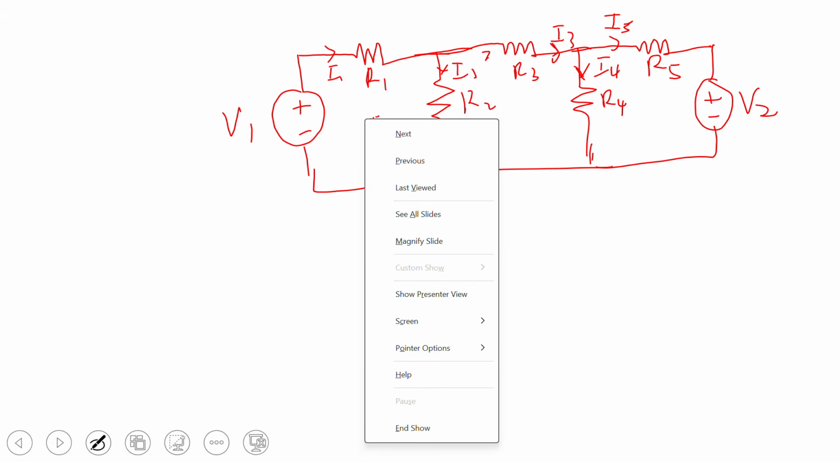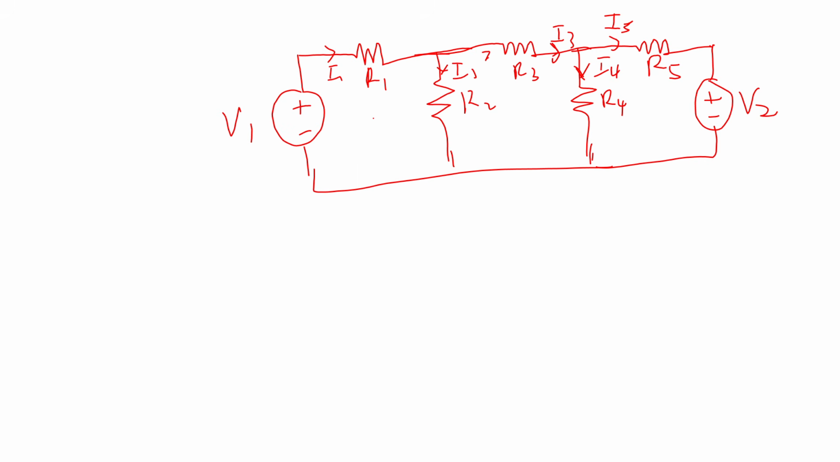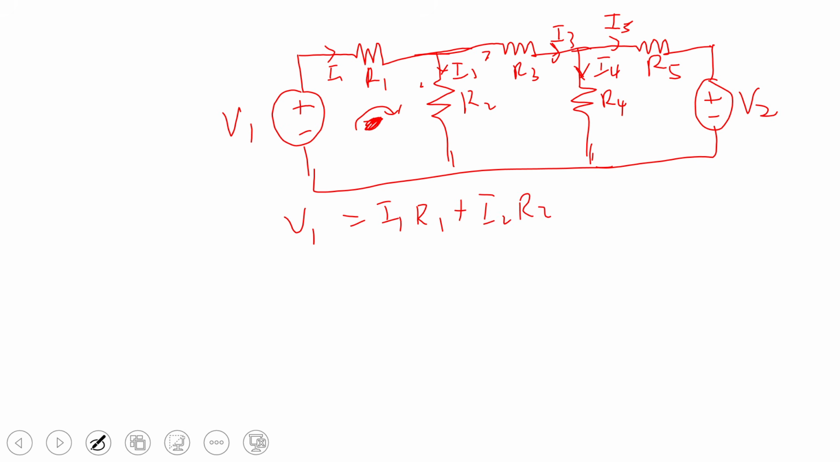First, let's take this one. And one thing is that when you are using the Kirchhoff voltage, you can decide to go clockwise or anti-clockwise. So this particular loop, let me go clockwise. So here I'm leaving the positive terminal. So I'll say V1 is equal to, here is I1, R1. Then here too, I'm following the arrow. So I'm going to say I2, R2.